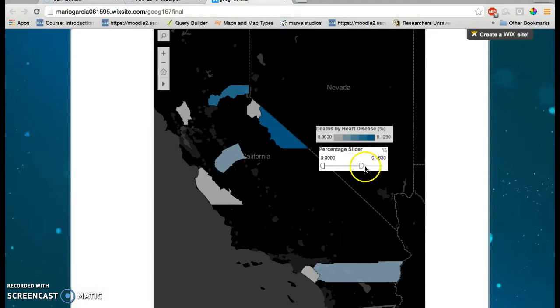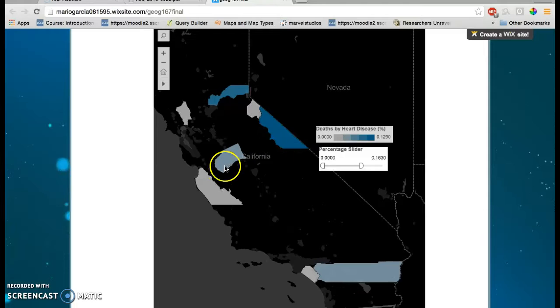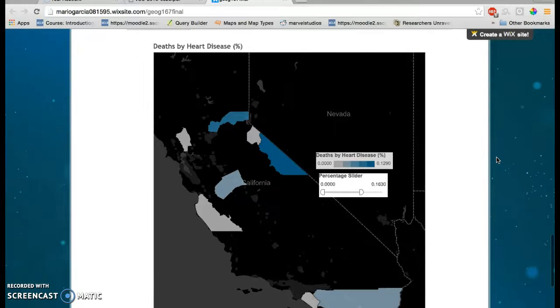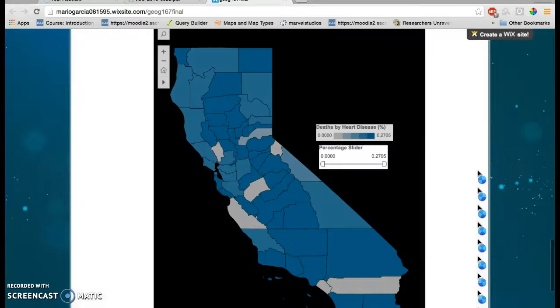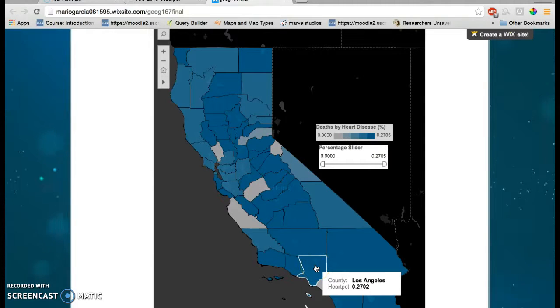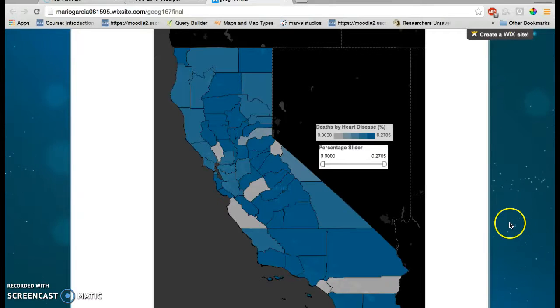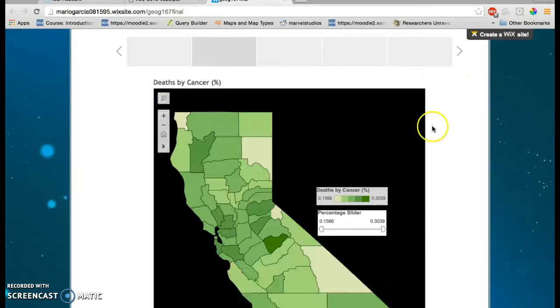All right, so as we can see, these counties right here, such as Mono and Alpine, suffer from lower rates of causes of death by heart disease compared to these counties that have a higher rate, such as LA, which has a 27% cause of death by heart disease. That's pretty high. I did this for the 4 other causes of death.